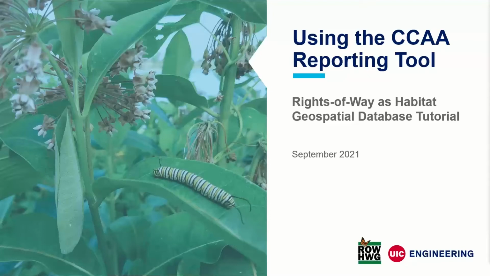Hello and welcome to this short video tutorial on using the Rights-of-Way as Habitat Geospatial Database Reporting Tool. This tutorial is intended for organizations who have already contributed data to the database and wish to export it for the purposes of reporting to the Monarch Butterfly Candidate Conservation Agreement with Assurances, or CCAA, or to simply create a summary report of monitoring data.